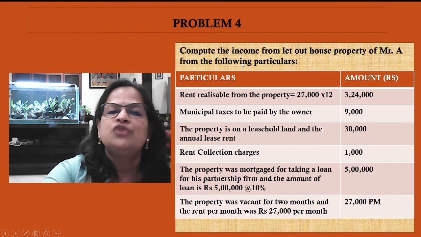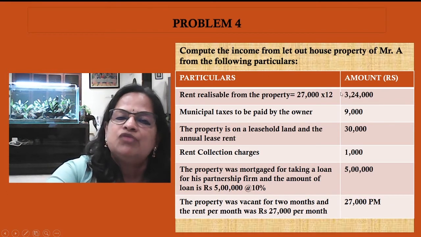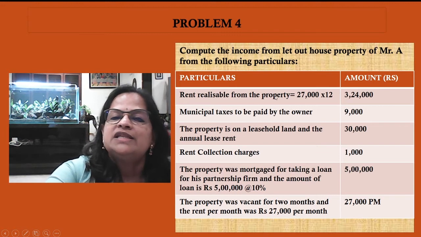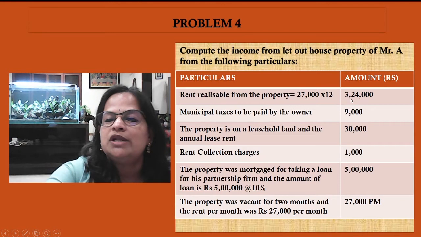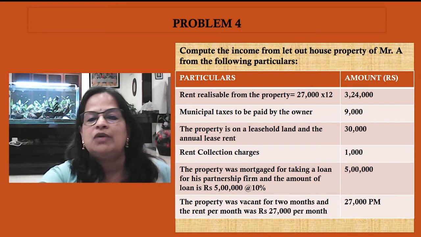Now problem 4. Compute the income from let out house property of Mr. A from the following particulars. Rent realizable from the property: monthly rent is 27,000, so for the year it is 3,24,000. Municipal taxes to be paid by the owner: the owner can be allowed. Those paid by the tenant are not allowed.